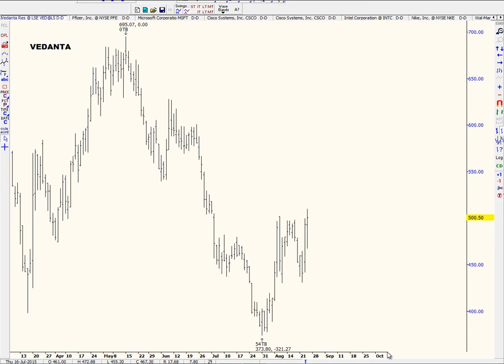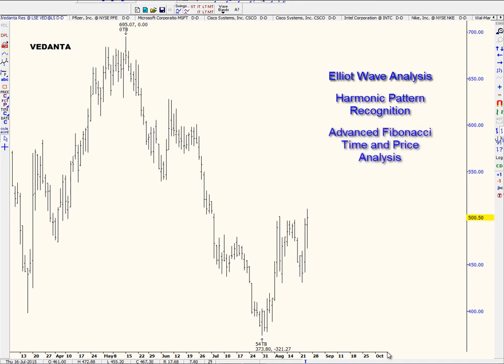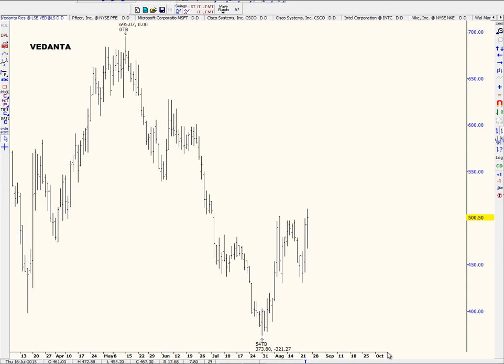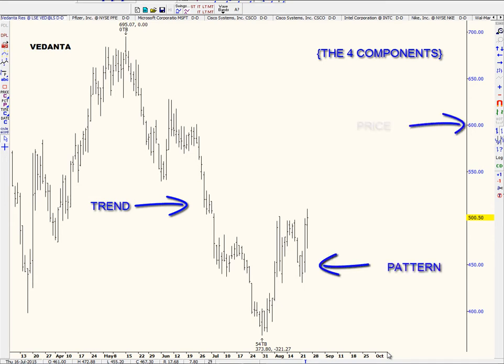Okay, so how is this done? Well, typically we use a special combination of Elliott Wave analysis, harmonic pattern recognition, as well as Fibonacci price and time analysis. We would generally look at around 2 to 3 time frames when we are also looking at a setup. Now, once we have found a potential trade, we will break the chart down into 4 distinct parts. The first being trend, the second pattern, the third price, and the fourth being time.